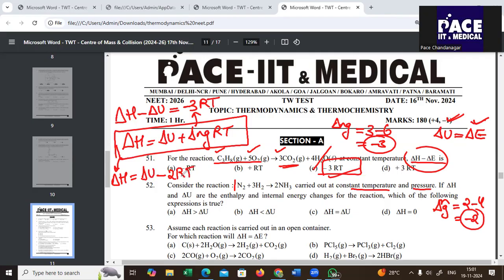You're subtracting something from delta U to get delta H, which means delta U is greater than delta H, which means delta H is less than delta U. Clear? That is how you can go with your second question. Going with the same format, if you are thorough with a few formulations, I think you are good to go with your reactions. Any kind of question you get, just go by your concept.